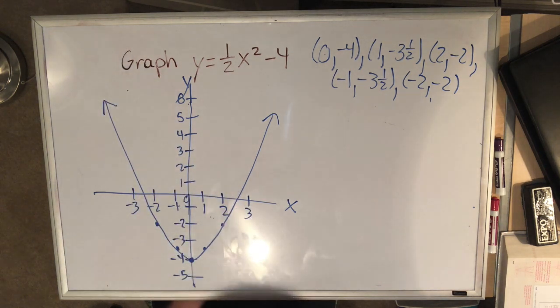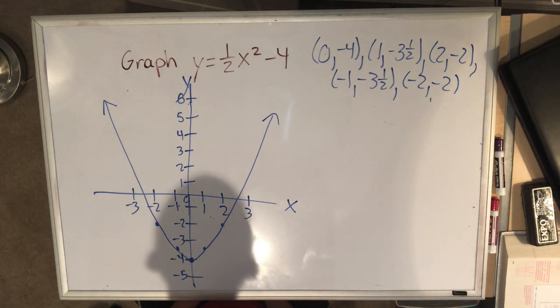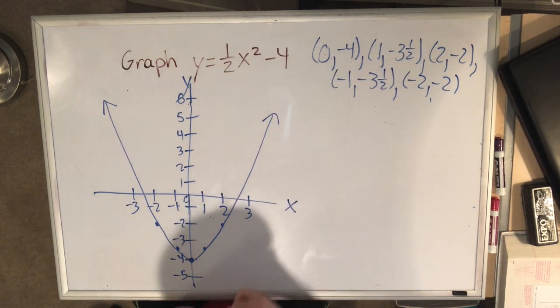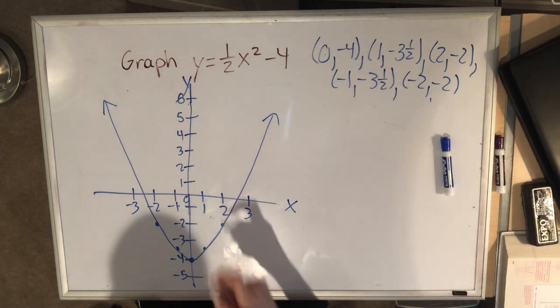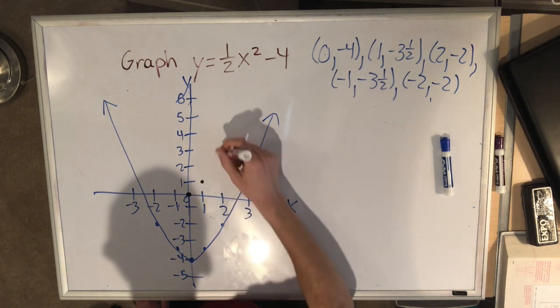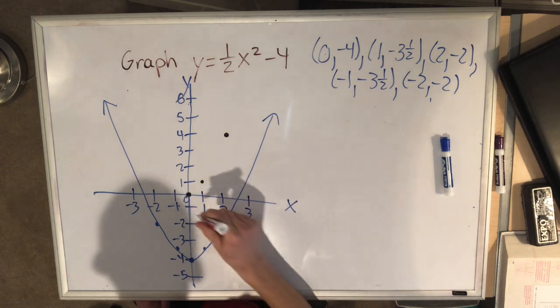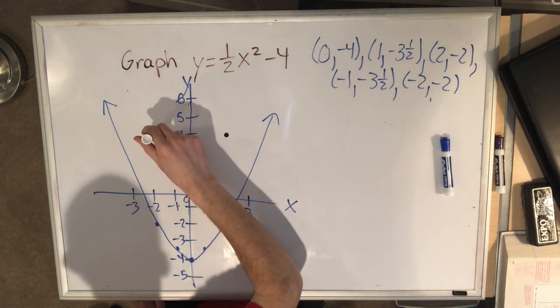And there we go. So it forms a parabola, not upside down because x squared was multiplied by a positive number. Now let's compare that to the graph of y equals x squared, which has the points 0 comma 0, 1 comma 1, 2 comma 4, negative 1 comma 1, negative 2 comma 4.